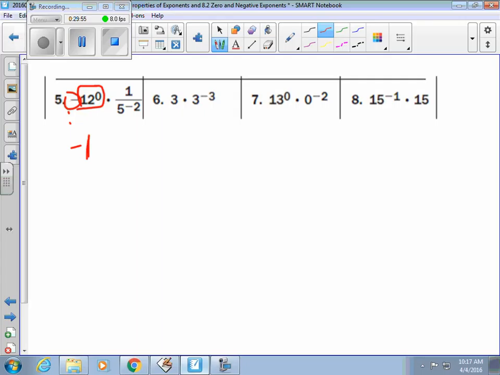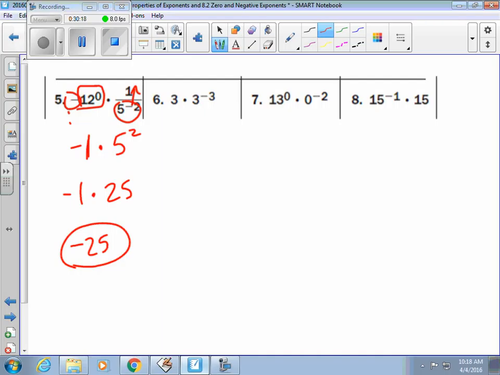The second part is a negative exponent at the bottom. So it needs to ride the elevator to the top. And it becomes times 5 to the second power over 1. There's no reason to write anything over 1. You do exponents next. 5 squared is 25. And negative 1 times 25 is negative 25.